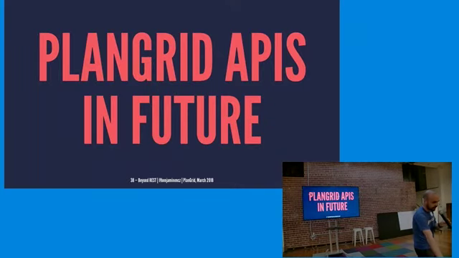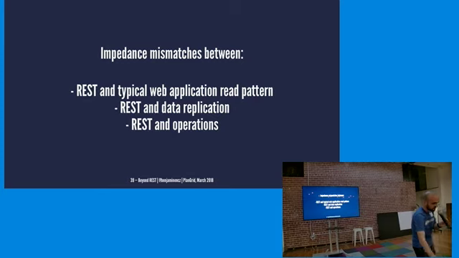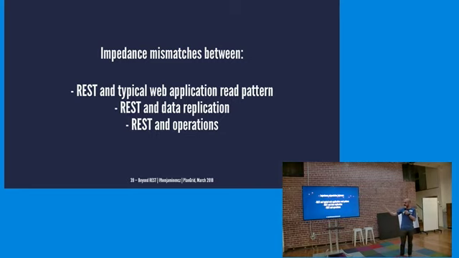So what does it all mean for PlanGrid APIs in future? I just want to summarize again the different kind of problems of REST in the context of our APIs that I talked about. There's an impedance mismatch between REST and a typical web application and how it reads data. And GraphQL is one of the solutions that came out of that problem. There is also an impedance mismatch between REST and the concept of data replication. As I said, ideally we just want a database technology that takes care of data replication. And we don't want to write fake, seemingly REST endpoints to emulate this, but today we have to.